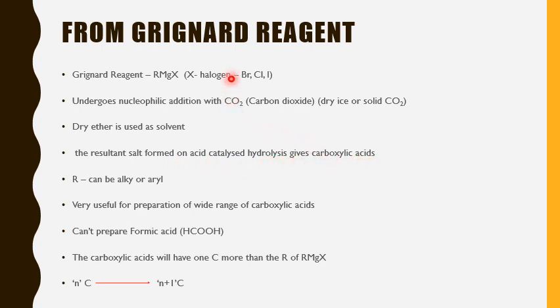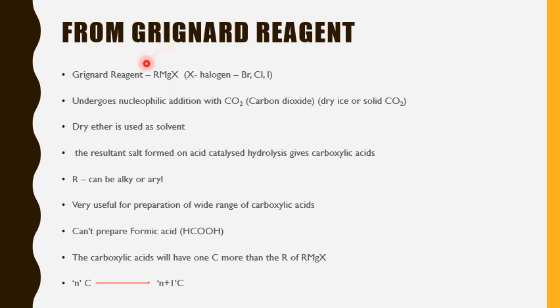That means it is a two-step reaction. First, the Grignard reagent reacts with carbon dioxide, and then we get a carboxylic acid upon hydrolysis of the resultant salt. As I said, R can be an alkyl or aryl group. This is very useful for preparing a wide range of carboxylic acids, because R can be alkyl or aryl.